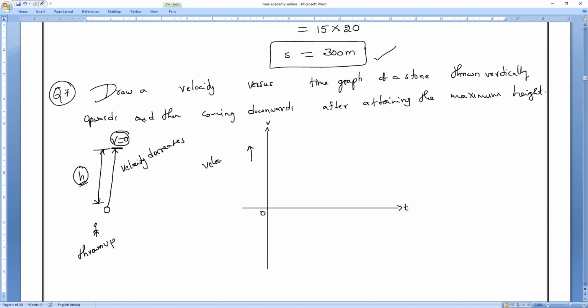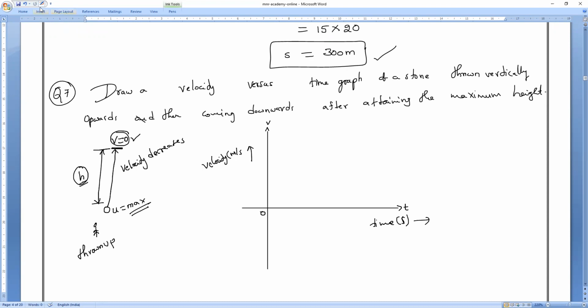This is the velocity-time graph. So velocity in meter per second, and here it's the time in seconds. Now tell me, initially is he having maximum velocity or minimum velocity when the ball is thrown upward? Maximum velocity. So he already has maximum velocity when the body is thrown upward. After reaching a certain height, final velocity becomes 0.